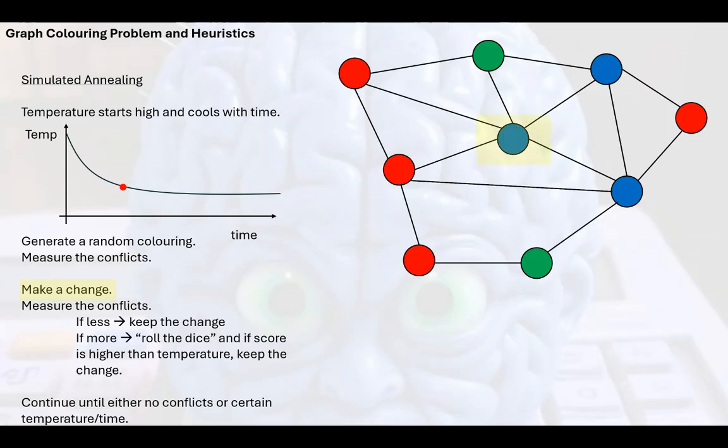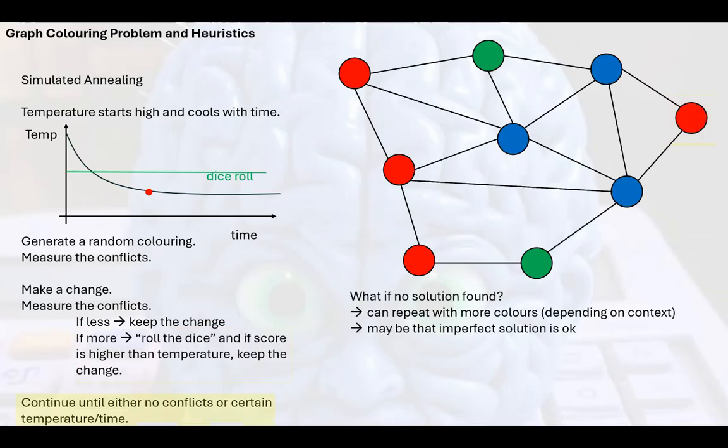So we make another change. We're going to change this one. Measure the conflicts. Fewer conflicts. I think we said we'll keep that. Make a change. Measure the conflicts here. I think I've made this one deliberately bad, so this one now has 7 conflicts. We roll the dice, but in this case, the temperature has gone down and the dice roll was unlucky. So we are going to discard that change, go back and do something else. And then we are just going to keep going. We want to continue until either no conflicts or until a certain temperature or time is reached.